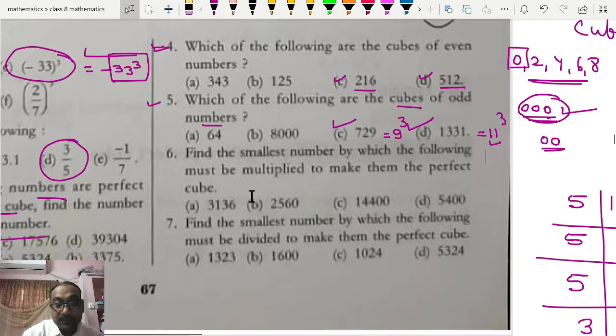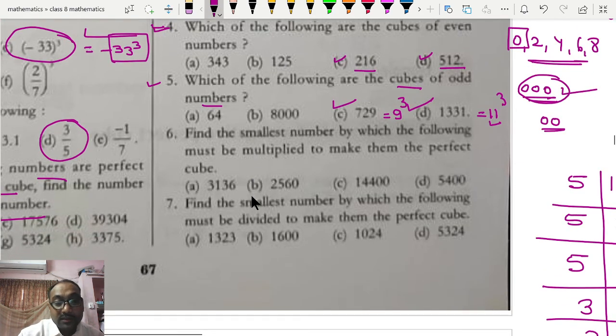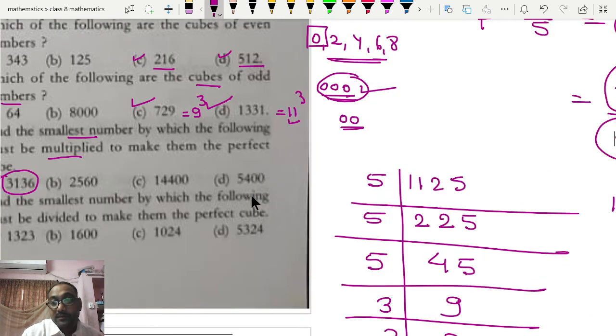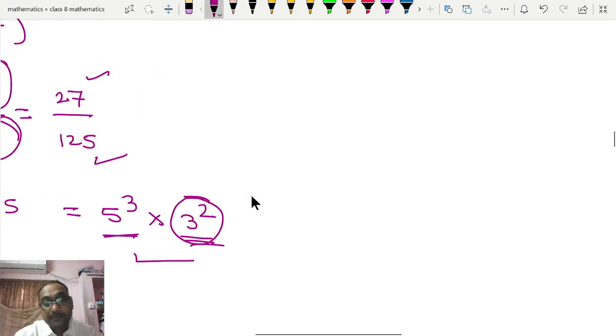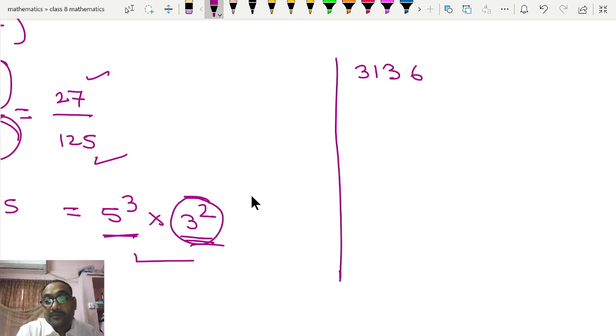So here it is, exercise 5.1, and I hope that you are getting it well. Now question number 6. Find the smallest number by which the following must be multiplied to make them a perfect cube. Now I am taking this number 3136. See, first we need to factorize the given number. Its last digit is 6, meaning an even number, so we are dividing it by 2.